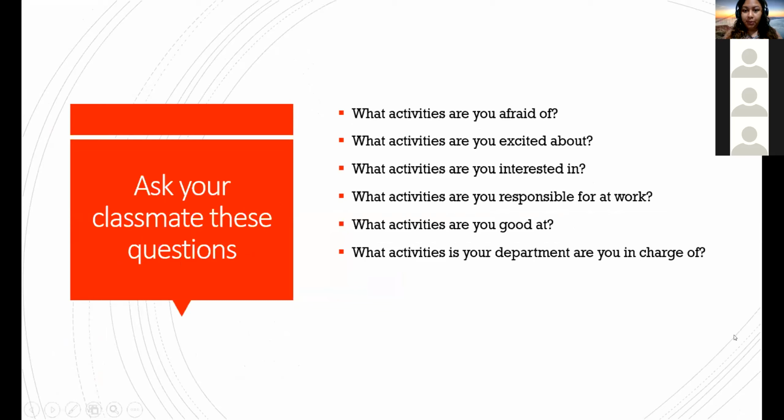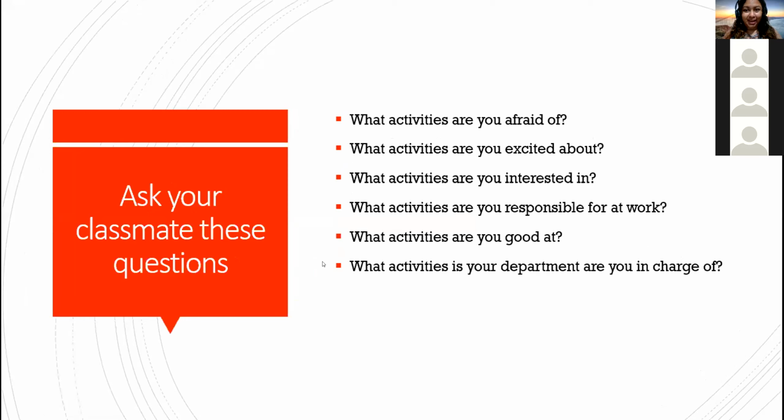Okay, good. Wendy, what's the second question? What activities are you excited about? What is the verb with the preposition? Excited about. Douglas, help me read number three. What activities are you interested in? And that's the verb, interested in. Number four. Medardo, help me read number four. What activities are you responsible for at work? What is the verb with a preposition? Responsible for. Yes, very good.